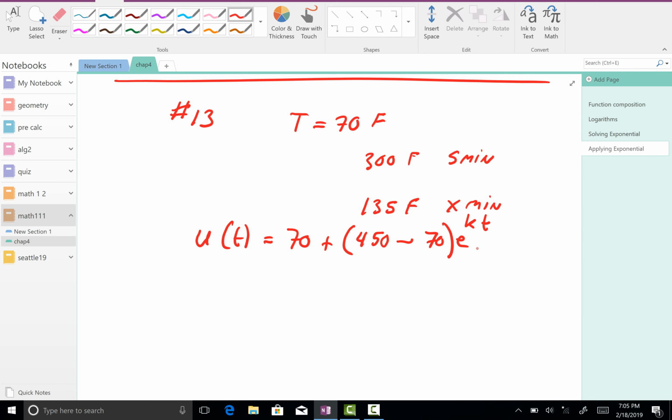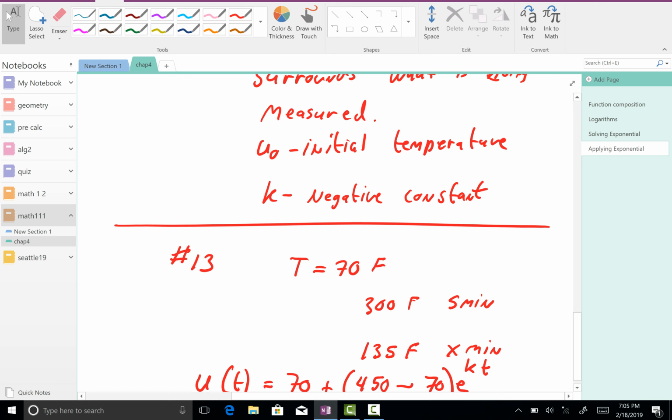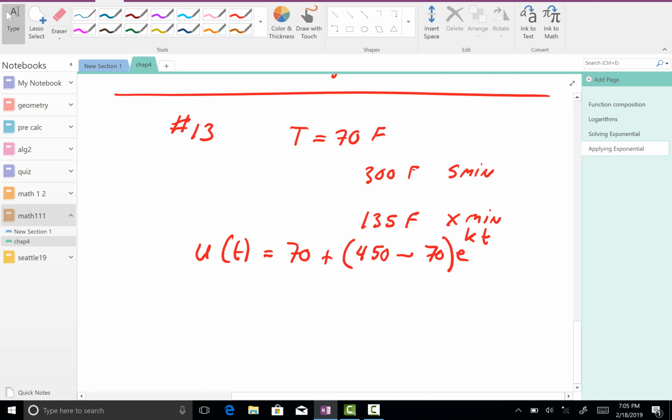Well, t is time. That's what we're going to solve for. K is the thing we don't know. Is that our negative constant? It says K is a negative constant. But yeah, I guess it could be positive. Well, it just basically tells you that what you get for K is going to be negative, and that's going to be okay.